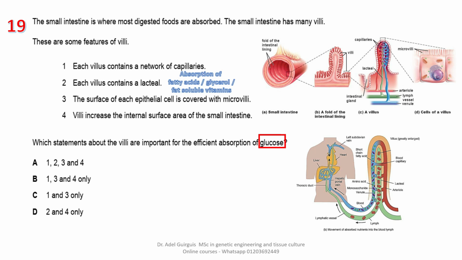The surface of each epithelial cell is covered with microvilli. Yes, this helps efficient absorption of glucose. Also, number 4, villi increase the internal surface area of the small intestine, sure. So the answer is 1, 3, and 4, the letter B. Okay.